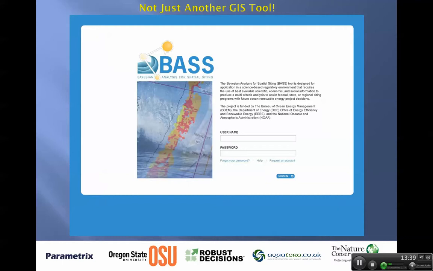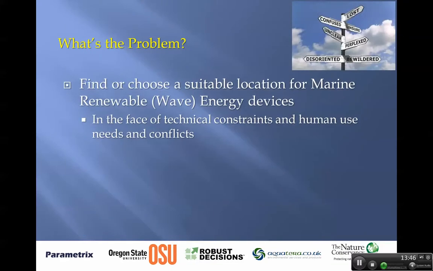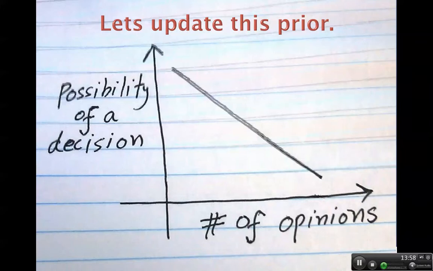Okay. So this is the login interface. This isn't quite the demo yet, but I'm going to show you just generally what you're going to see. And so the problem today, we're looking to choose a suitable location for a marine renewable energy device in the face of technical constraints, human use needs, and conflicts. And so you may have seen plots like this before. Chances of making a decision go down as the number of opinions goes up. And part of what we're trying to do is simplify that so that graph is flatter than it looks in this plot.